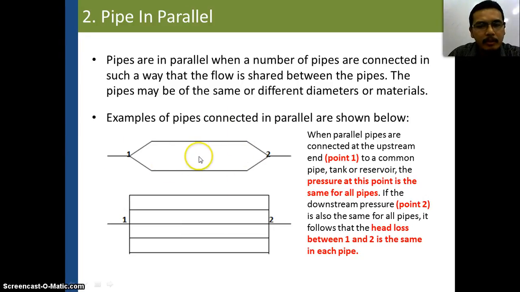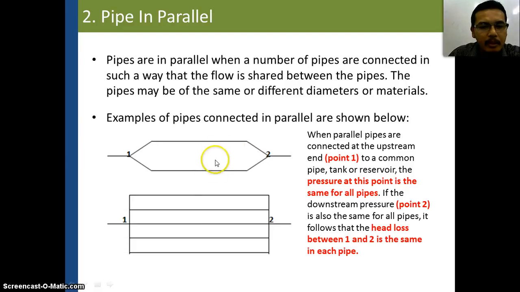But the main characteristic of pipe in parallel that you must know is that the pressure at point 1 and the pressure at point 2 must be equal, and also the head loss between point 1 and point 2 must be equal. Meaning the head loss and pressure are the same for all the pipes.